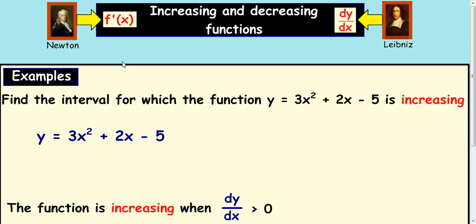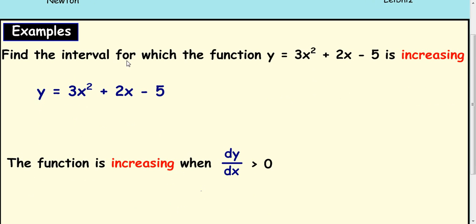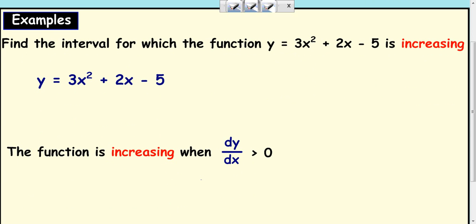Okay, let's look at some examples you might be asked. So first example, find the interval for which the function y equals 3x squared plus 2x take away 5 is increasing. First thing we have to do is differentiate. So multiply down and reduce by 1. Derivative of 2x is 2.